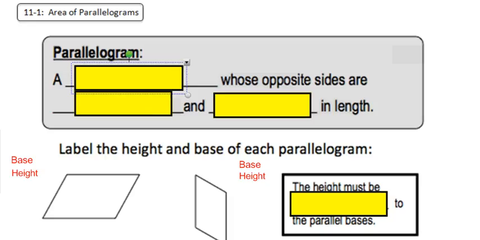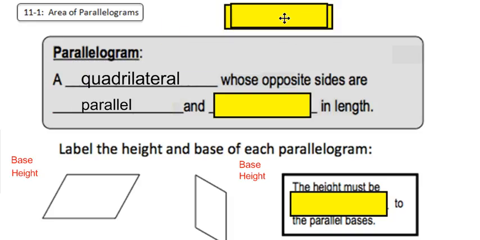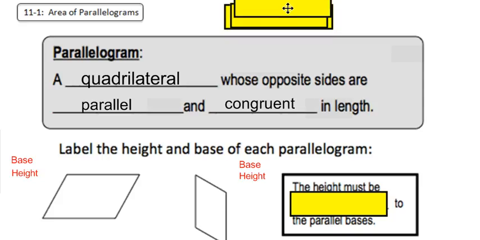Alrighty, here we go. This is the classwork. So at this point, if you don't have it, if the substitute can hand it out, that would be helpful. And you should copy at the top. A parallelogram is, let's define it from scratch. It is a quadrilateral whose opposite sides are parallel and congruent in length.